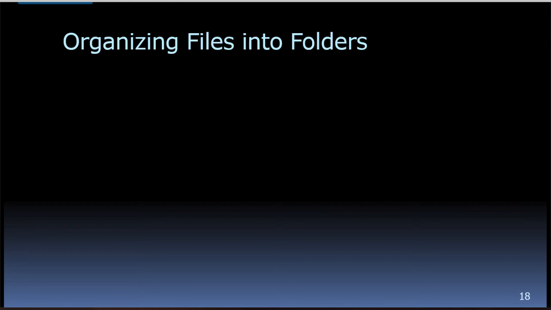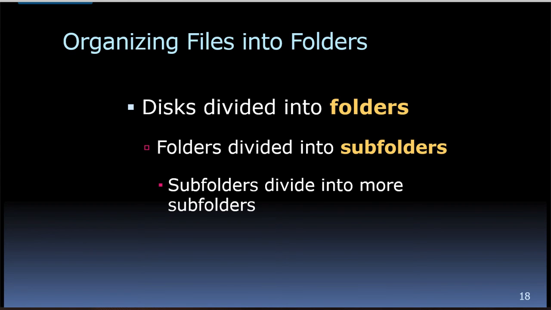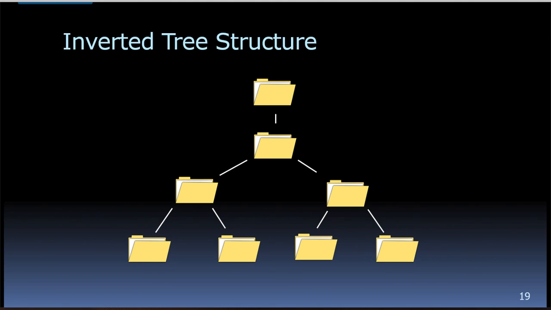We organize files into folders, and we can put folders inside other folders. We have subfolders inside folders, and you can have folders inside folders inside folders. Pretty soon you end up with a structure which looks like this. It's called an upside down tree or inverted tree structure. Once it gets really complicated, you have folders inside folders inside folders, and it gets really difficult to find anything. But fortunately, there's a really nice tool for finding something when you want to do that, and we'll go over that a little bit later.